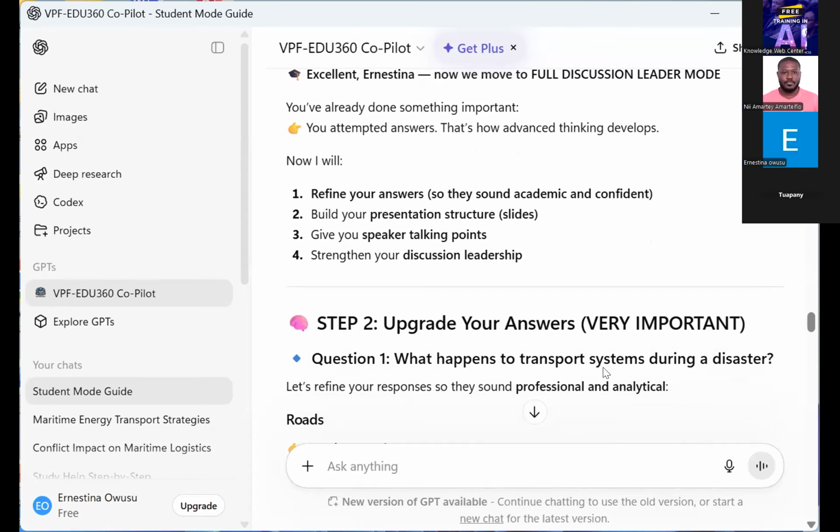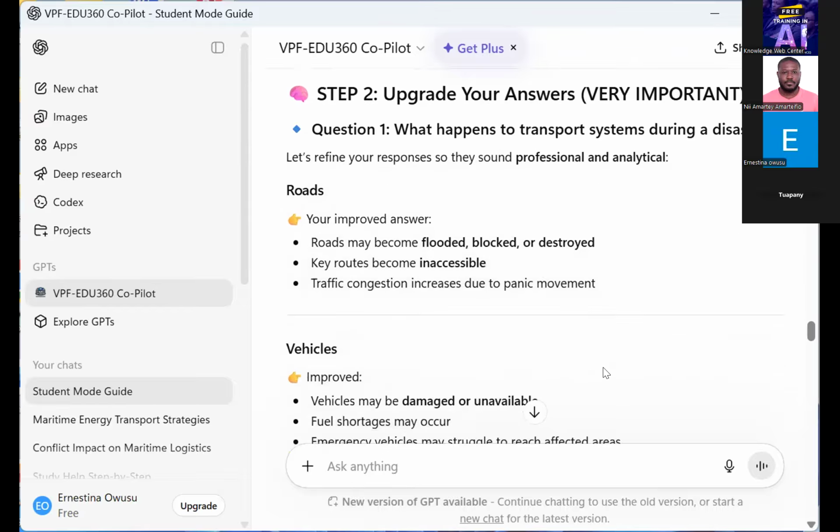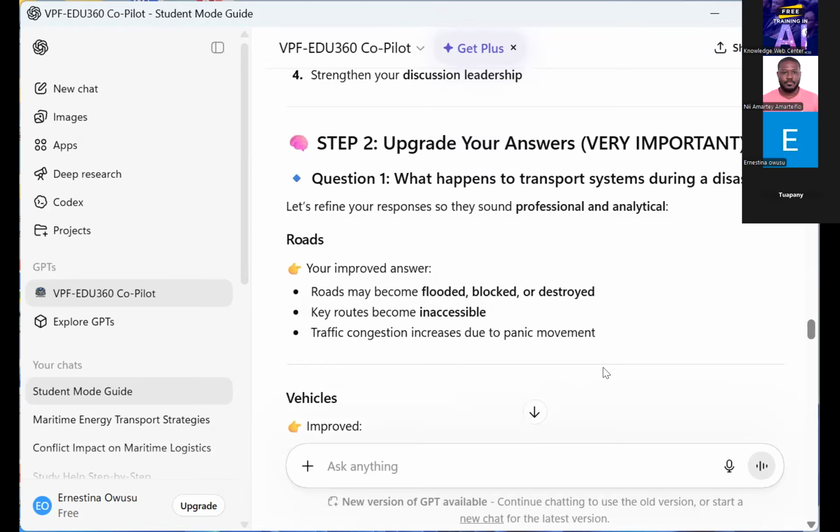Two, build your presentation structures. Give you speaker talking points. Strengthen your discussion leadership. So with question one, what happens to the transport system during a disaster? Your improved answer: roads may become flooded, blocked, or destroyed.